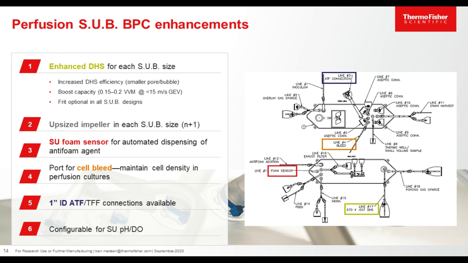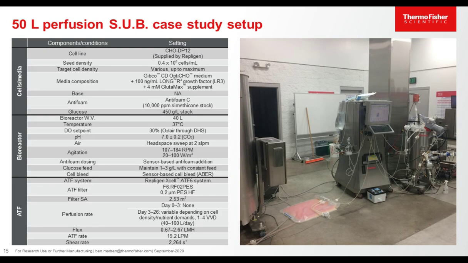To highlight specifically the design improvements, I'll walk through one of our standard BPC designs. We implemented the new enhanced DHS and upsized impeller to achieve the higher order mass transfer. And for perfusion specific applications, we've added porting for either ATF or TFF devices, as well as a cell bleed port, which is important in maintaining cell density and culture health. For sensors, we include a foam sensor as standard, while allowing the customer to configure the SUB with their own conventional or single-use sensor options.